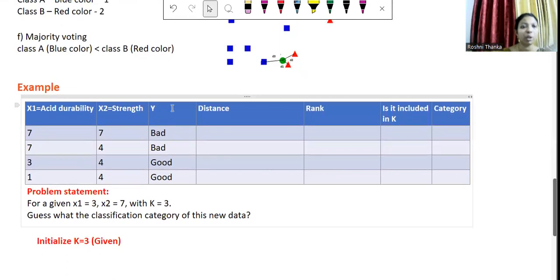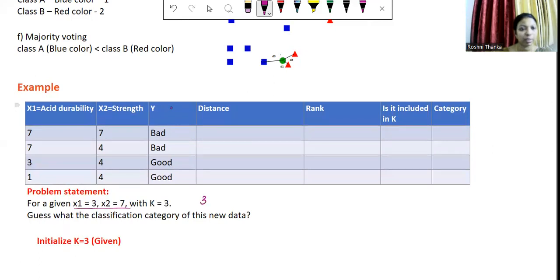And there we have the output classes as bad class and good class. So here this is the historical data, and we know what the output is also. Now we are getting a new point, that is for x1 we are getting the value as 3 and for x2 we are getting the value as 7. Now we want to classify whether this point belongs to the good class or to the bad class.